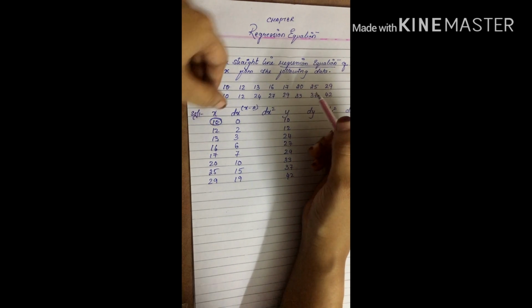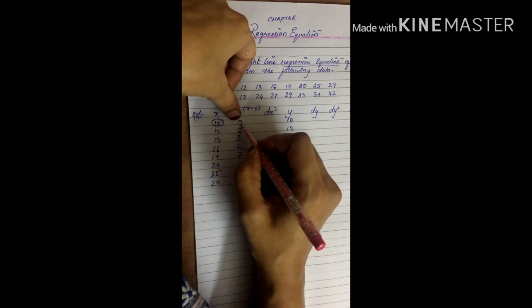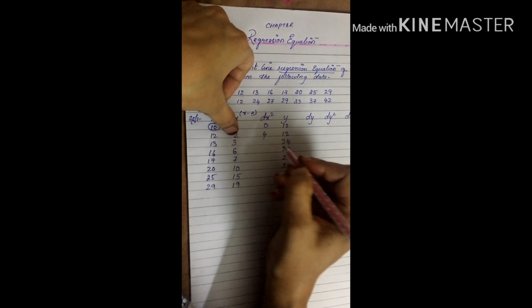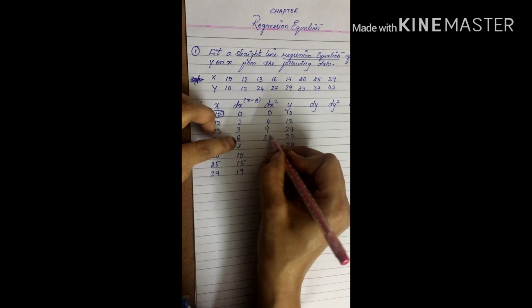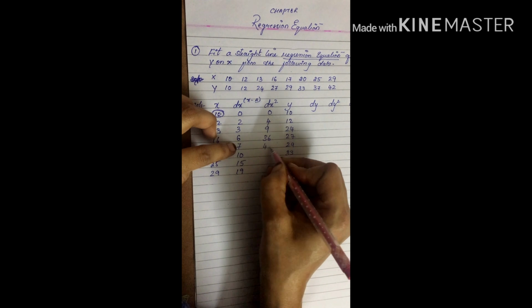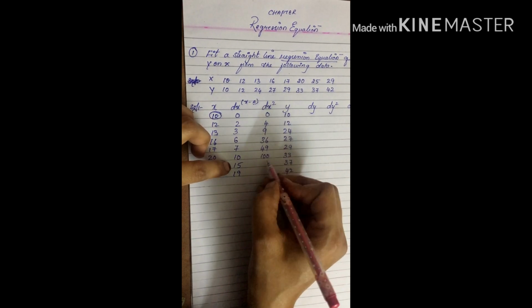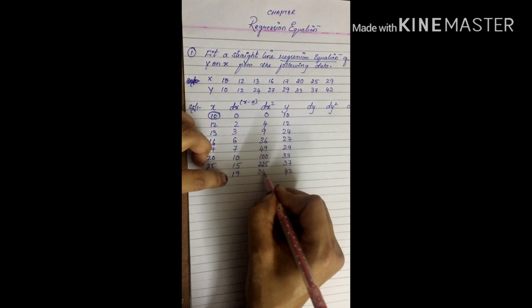Okay, now dx square. Dx square is nothing but squaring these values. 0 into 0, 0. 2 into 2, 4. 3 into 3, 9. 6 into 6, 36. 7 into 7, 49. 10 into 10, 100. 15 into 15, 225. 19 into 19, 361.